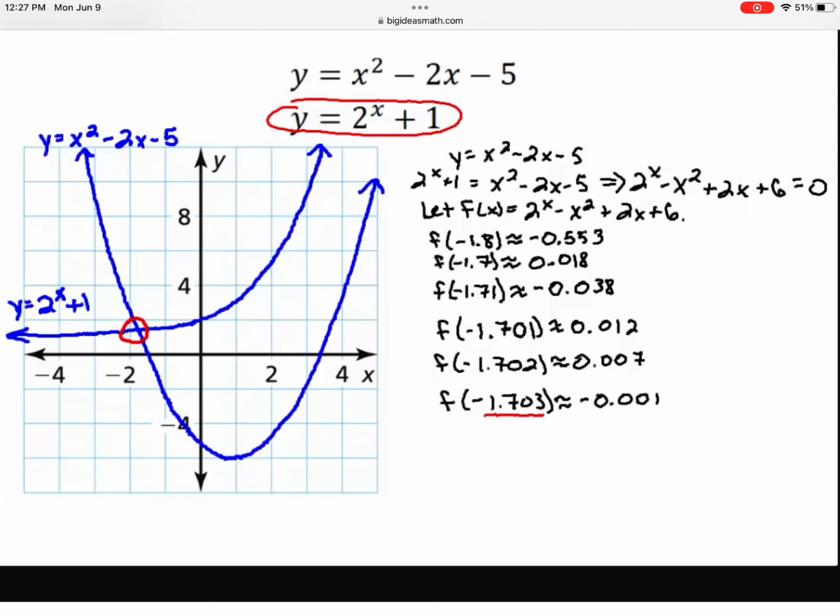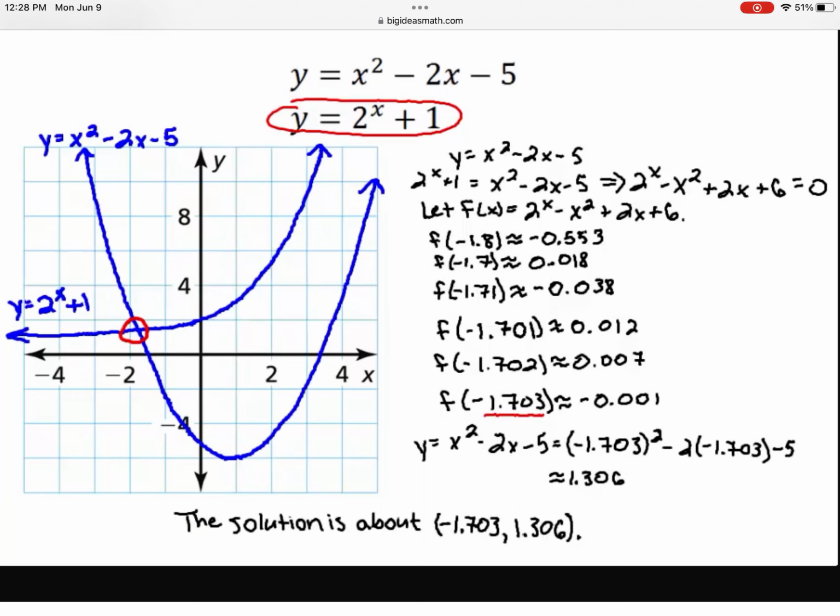Now substitute x equals negative 1.703 into one of the original equations and solve for y. Substituting negative 1.703 for x in y equals x squared minus 2x minus 5, you get the quantity negative 1.703 squared minus 2 times negative 1.703 minus 5, which is approximately equal to 1.306. So the solution of the system is about (negative 1.703, 1.306).